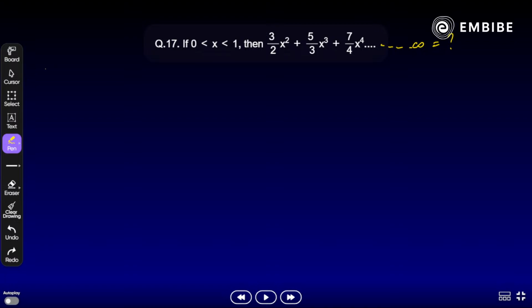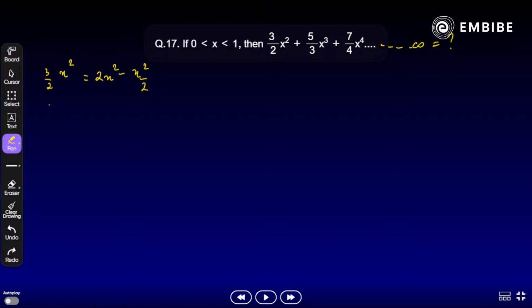I would like to break the first part, 3 by 2 x square. How can you write 3 by 2 x square? Can you write it as something like 2x square minus x square by 2? Like 2 2s are 4, minus 1, 3 by 2. Yes, that is correct here: 2x square minus x square by 2.